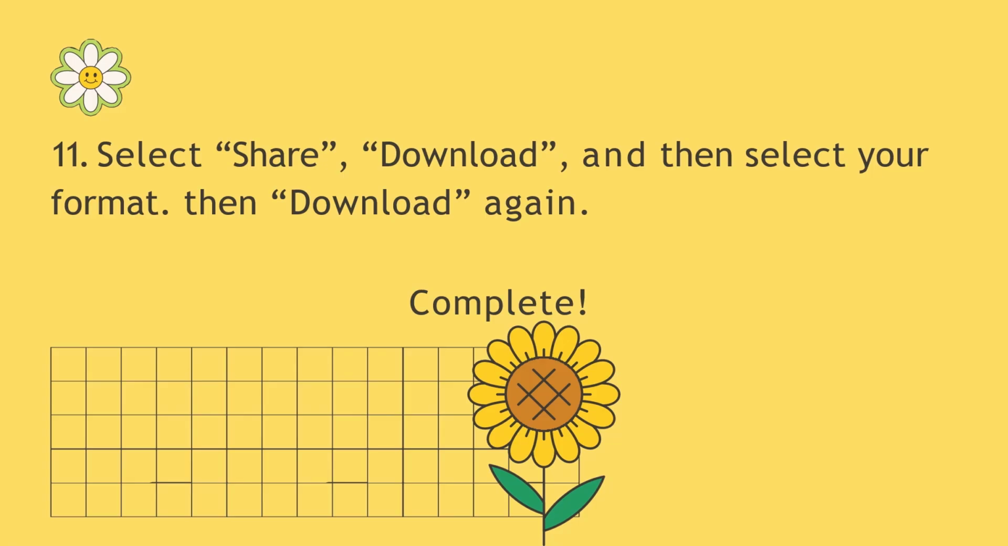Once you've finished creating your masterpiece, select the Share button on the top right corner and select Download. From the File Type drop-down menu, you can select an applicable format such as a PDF, JPEG, or PNG. Then select Download. This will create the file that you can then use.